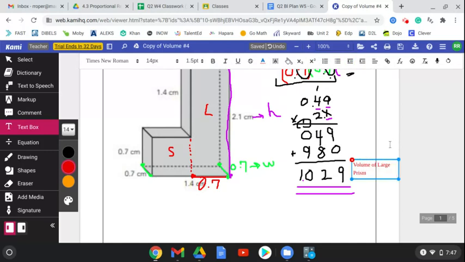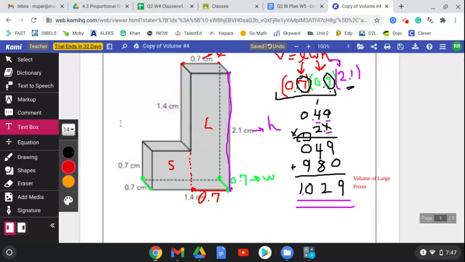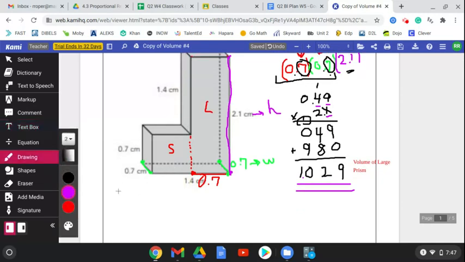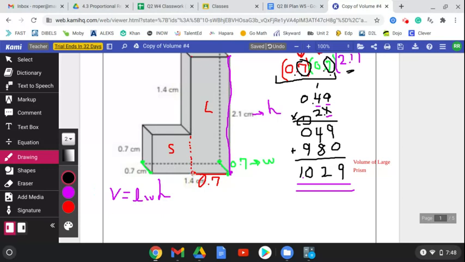Okay, now let's do the same thing to find the volume of the smaller prism so that we can add the two together. Okay, so the volume of the small prism is still length times width times height. So let's identify the length. We just said that from here to here is 0.7, and it says all the way across is 1.4. So that means from here to here is also 0.7.